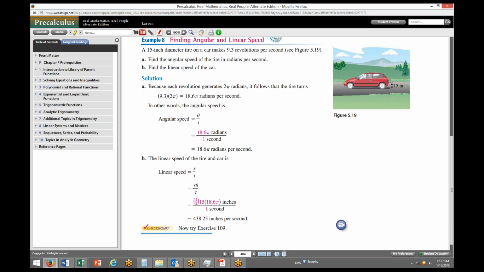That's kind of neat. So the linear speed of the tire, using our formula again, is just S over T, and S itself by the formula for arc length is just R theta. So the linear speed, as I mentioned to you a few minutes ago, is R theta over T. So it's just the radius of the tire times the angular speed, actually.